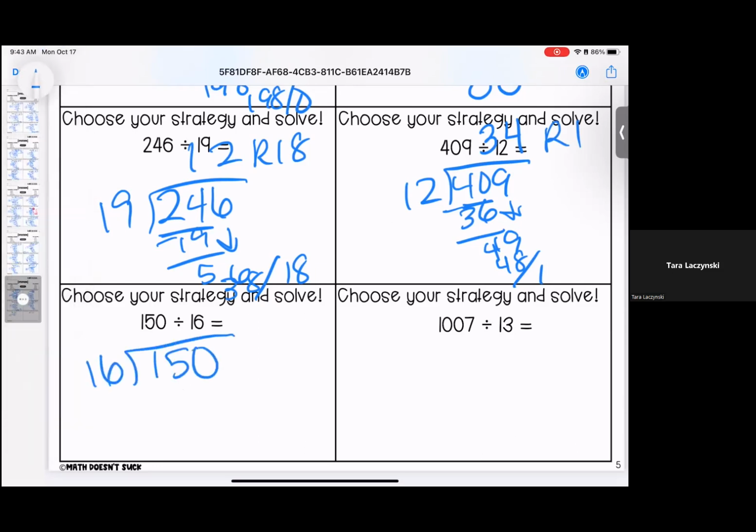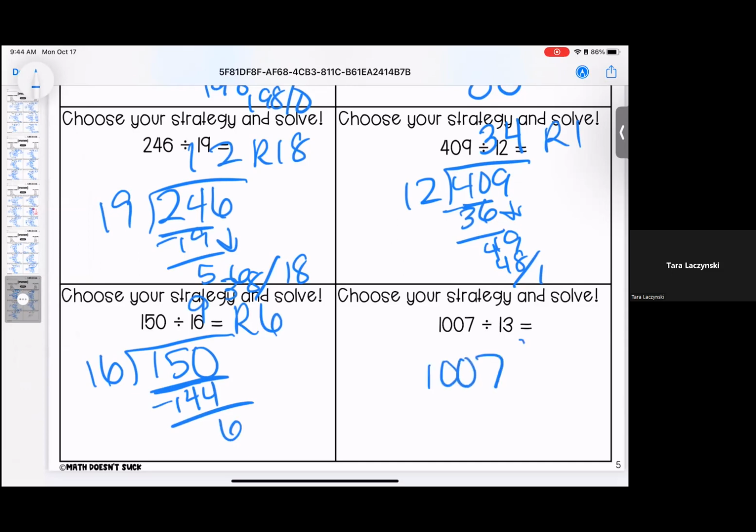150 divided by 16. I cannot divide it into 1 or 5. I can go into 150. It's going to go in 9 times, which gives me 144. When I subtract, I have a remainder of 6. My answer for this one is 9 remainder of 6.